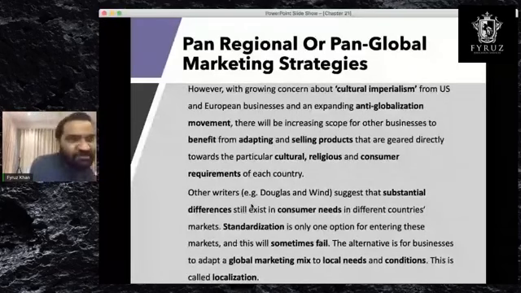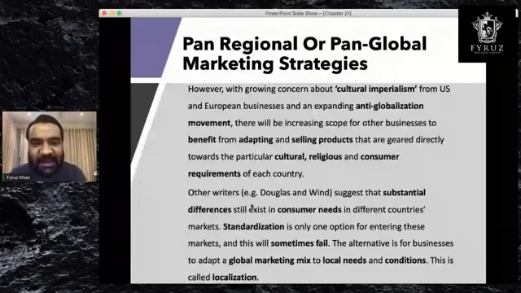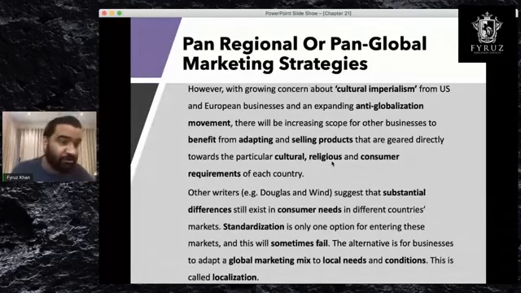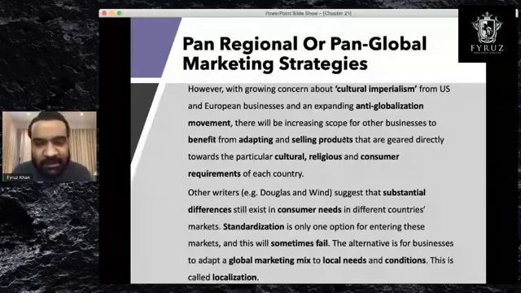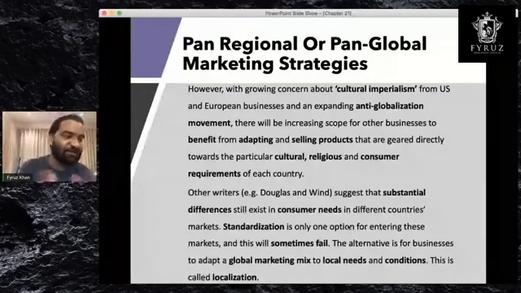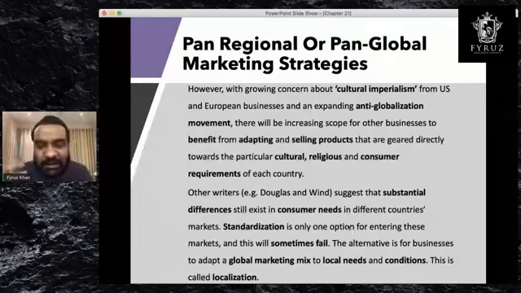So there is a different set of people who think you have to keep in mind the religious consideration, the cultural part of a country. You have to think about the consumer requirements of that country. So standardization is not always possible, and you have to change it a little bit.